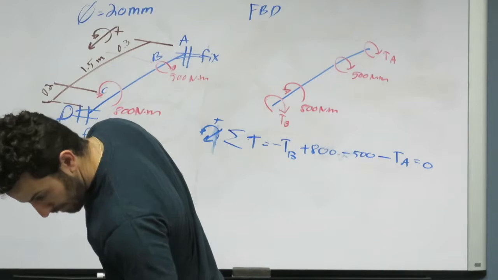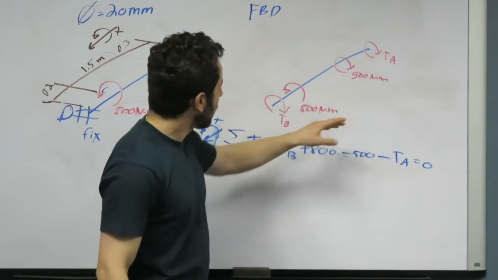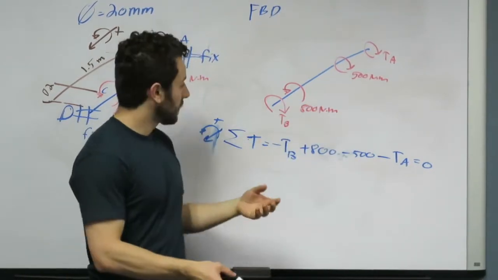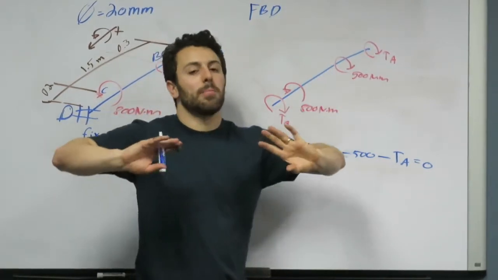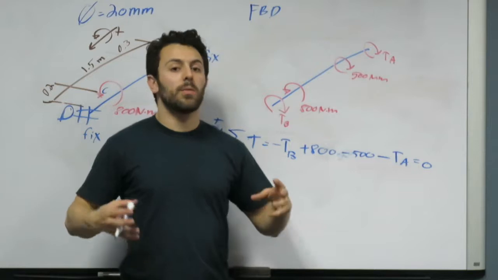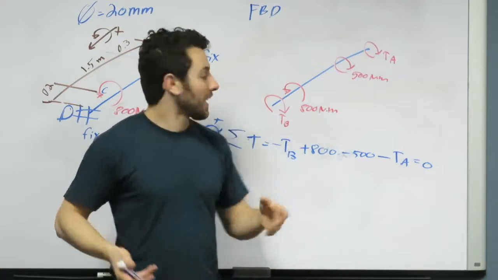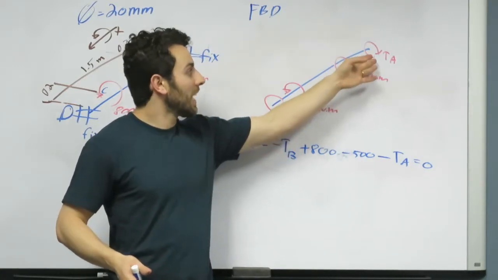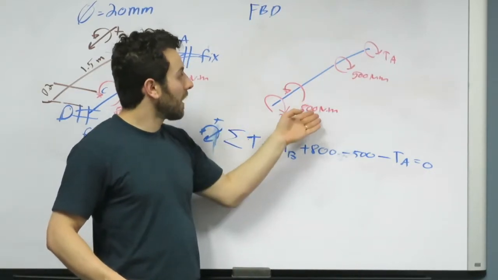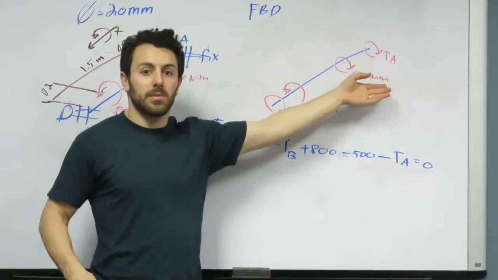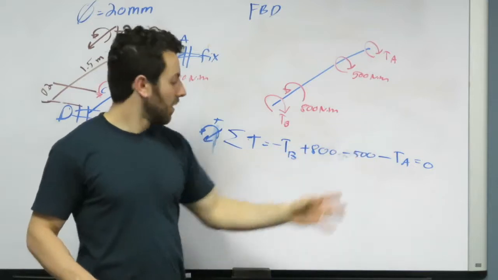The reason why TA is not opposite of 500 is because you have to think of it in terms of magnitude. The 800 newton meters is so high that even though you have another applied 500 newton meters, there's still a residual 300 newton meters twisting the member in the same direction as the 800. So your TA is actually reacting to the resultant of 800 minus 500. So they've already made that assumption. But again, if you assume the other direction, you're just going to get a negative value in your answer.